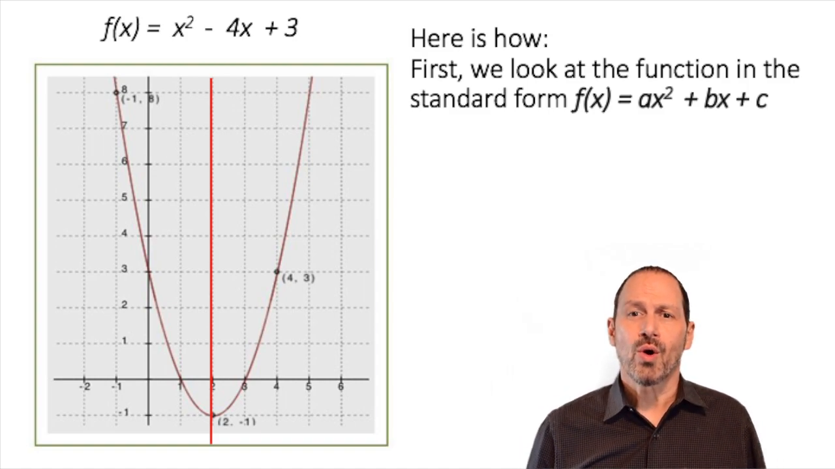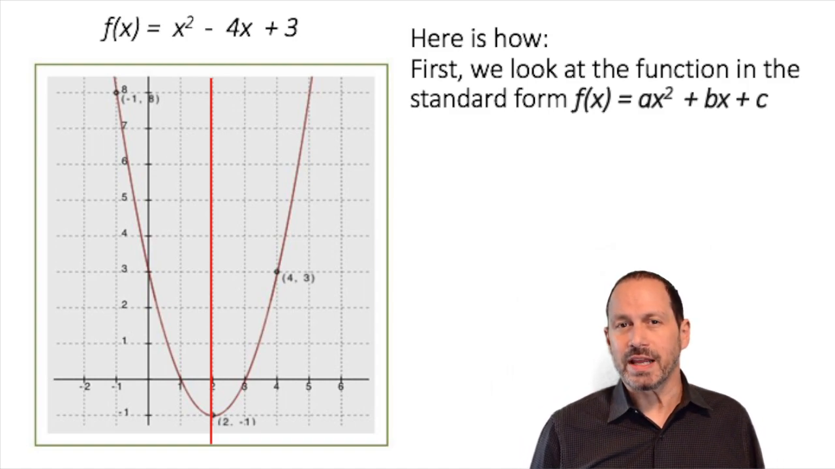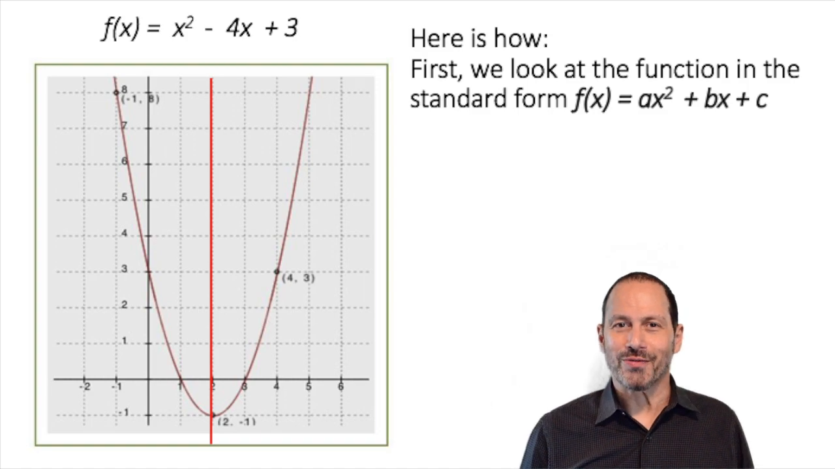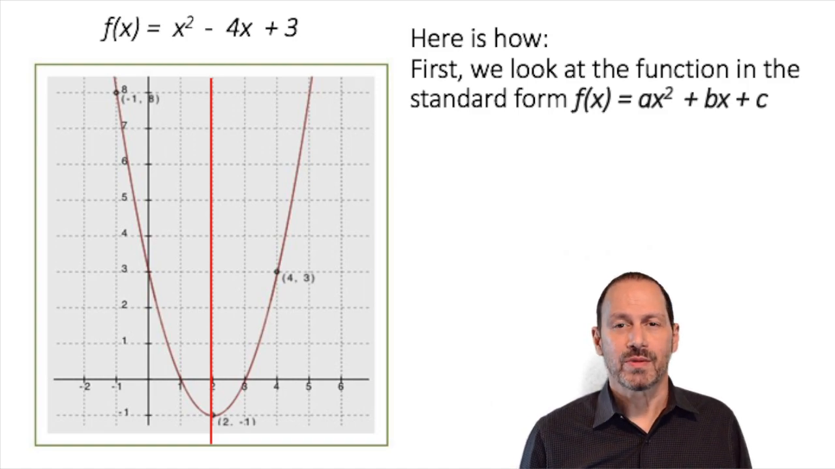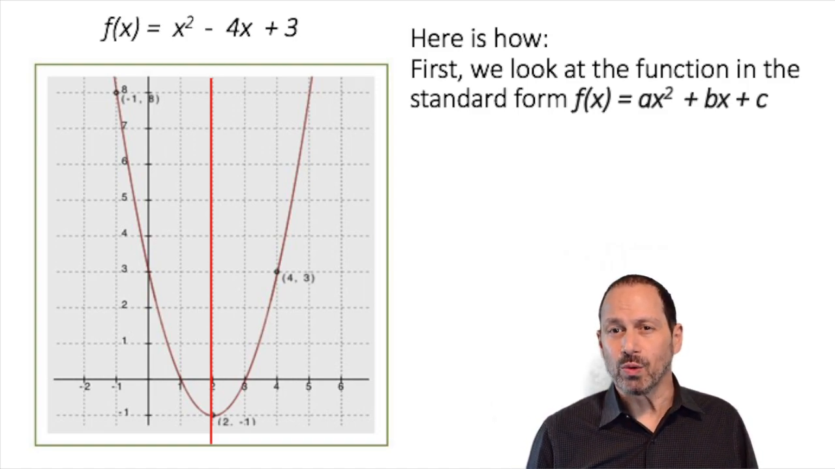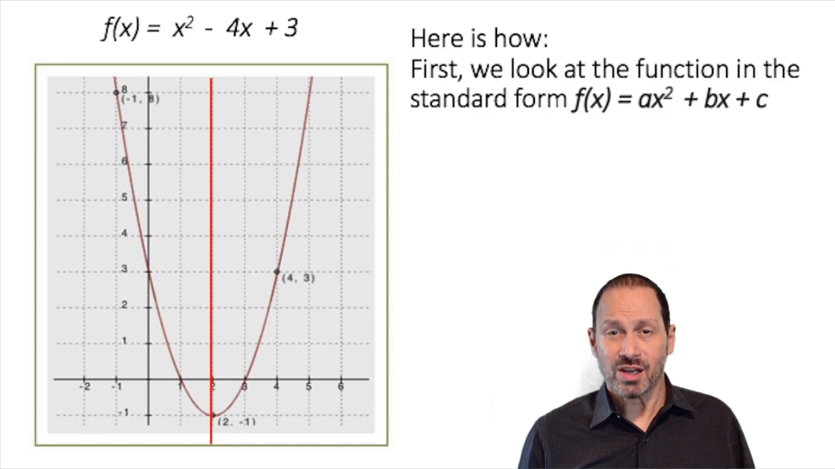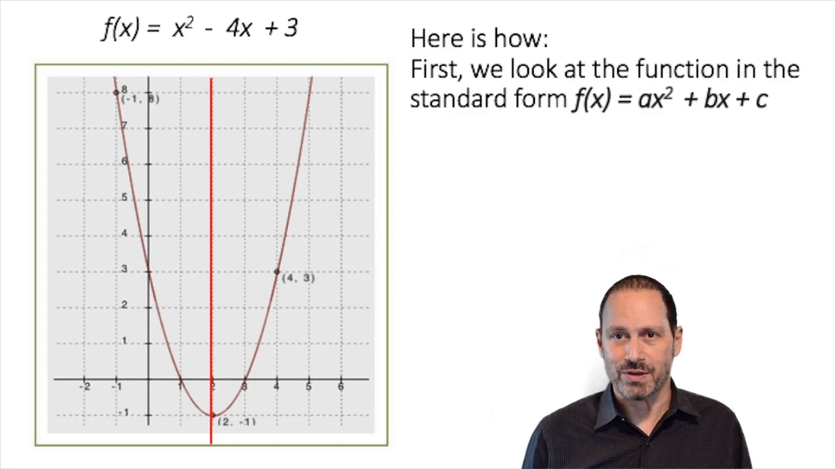Here is how we can calculate the equation of the axis of symmetry. First, we look at the function in the standard form, f of x equal to ax squared plus bx plus c. Now, a, b, and c are the coefficients of the function. They represent the coefficients.